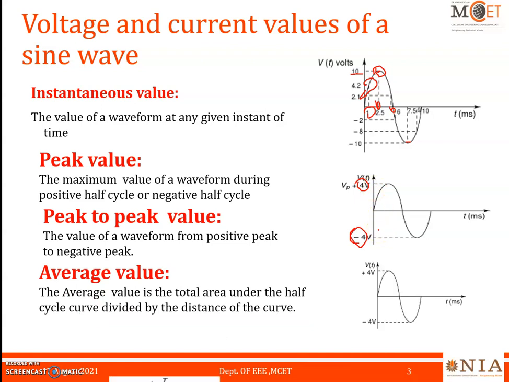Next one is the average value. The average value is the value of a waveform under a particular area, between this position and this position. It is the total area under the half cycle curve divided by the distance. The distance here is t. So the area is the integral from 0 to t of v(t) dt. That is the way you find the area. The area divided by the distance of the curve will give you the average value of the waveform.